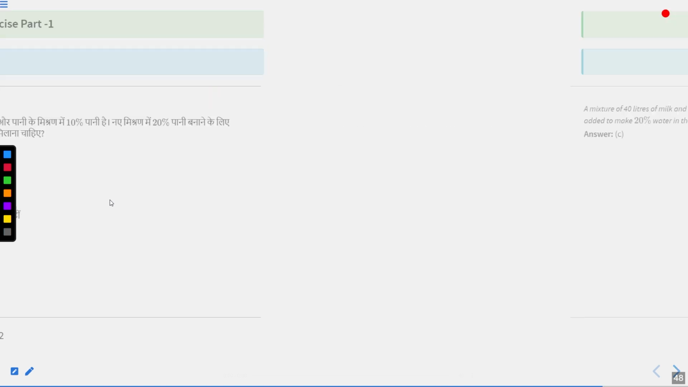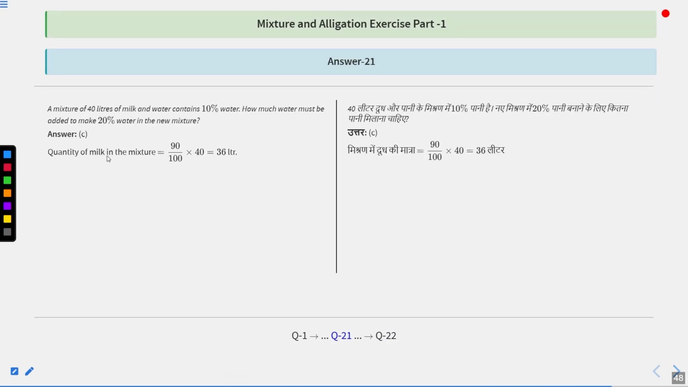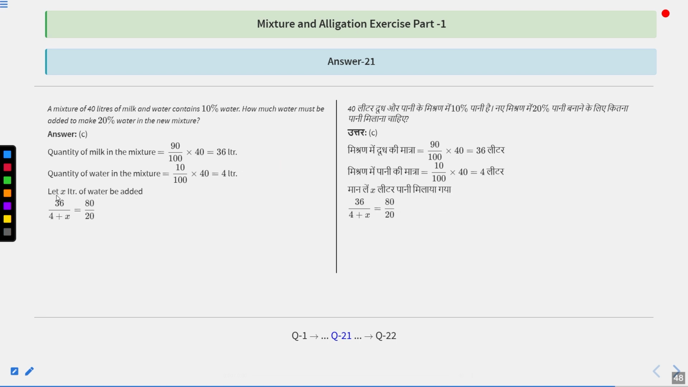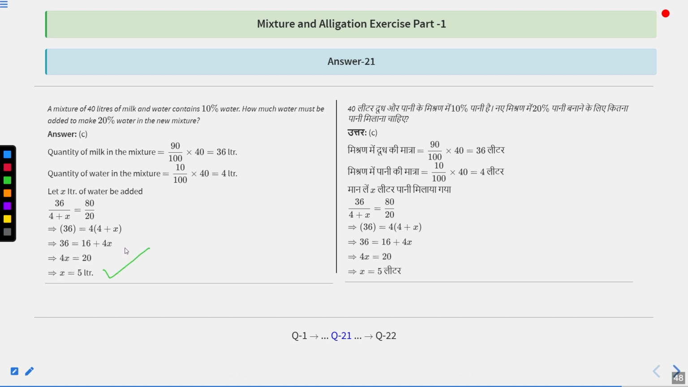Now time's up. Let's see the solution. In the same way, the quantity of milk in the mixture will be 90%. So 90 upon 100 of 40 is 36 liters. In the same way, water will be 4 liters, 10% of 40. So let x liters of water be added, and the ratio becomes 80 upon 20 because milk is 36 liters. So 36 upon 4 plus x equals 80 upon 20, because water is 20% in the new mixture. When we calculate it, we get the value of x, which becomes 5 liters. Clear? So how much water do we add? 5 liters of water. C is the correct answer.